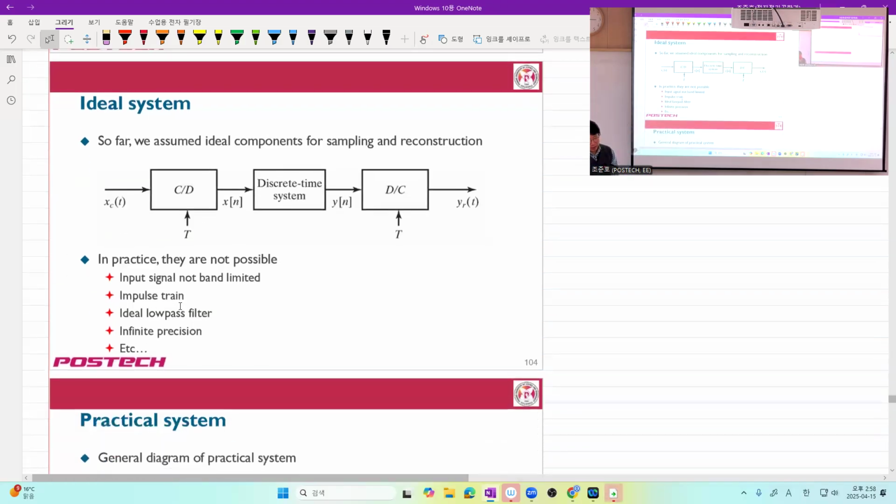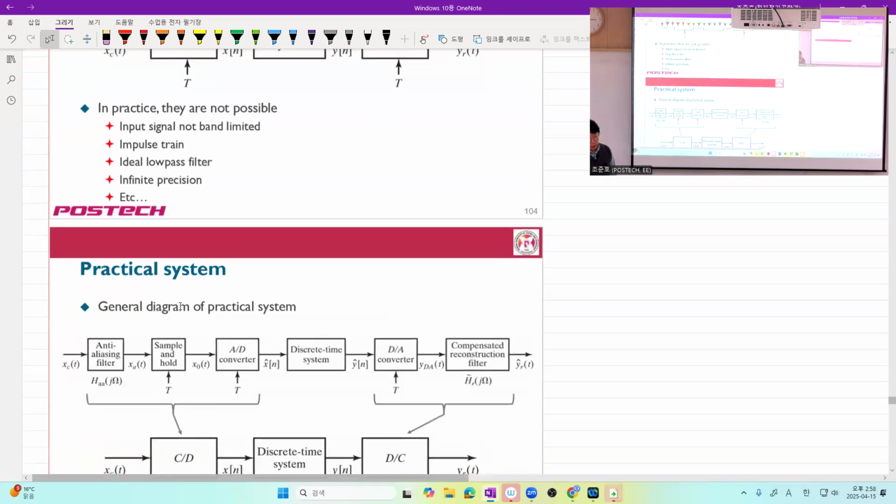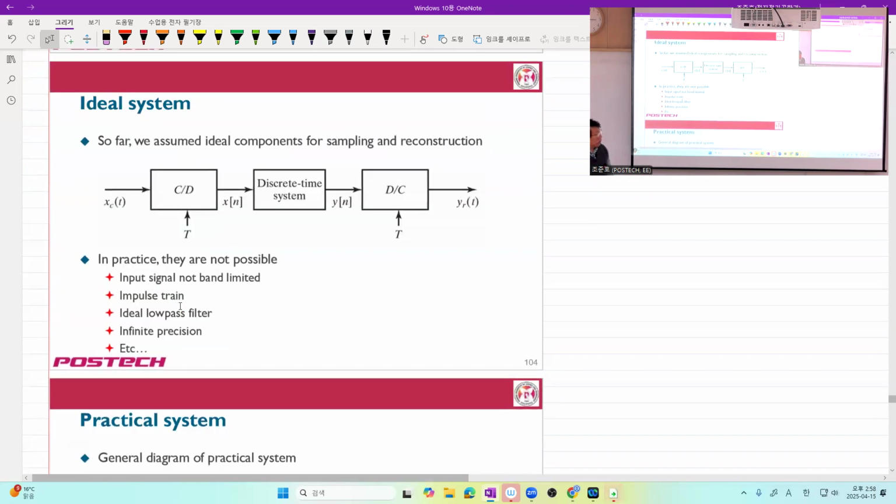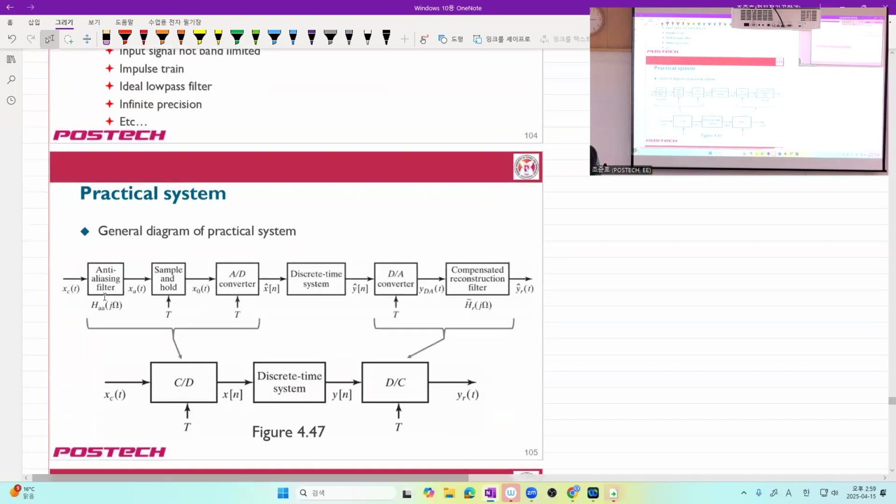Yeah. Anyway, so this is the digital processing of analog signal example. Got it? Of course, here we don't have infinite precision and we don't have an ideal low-pass filter, but they are kind of the foundations of our real-world implementation.